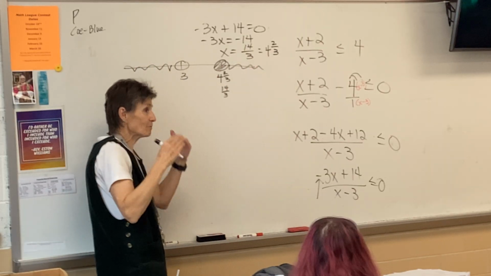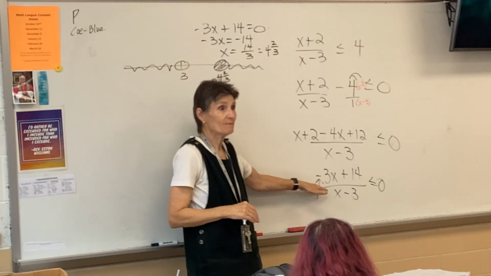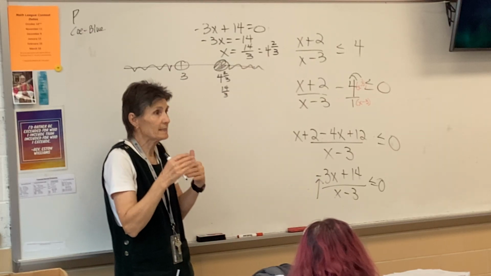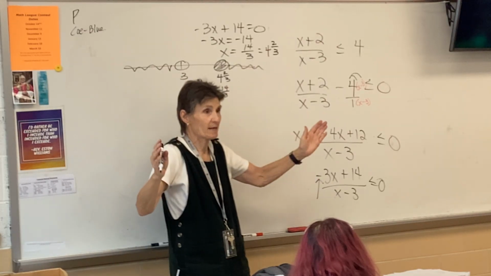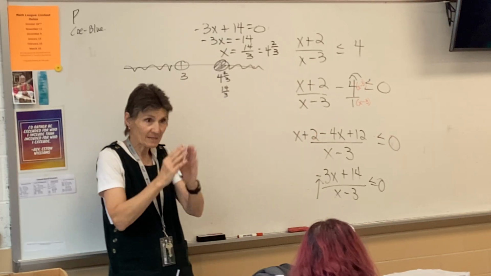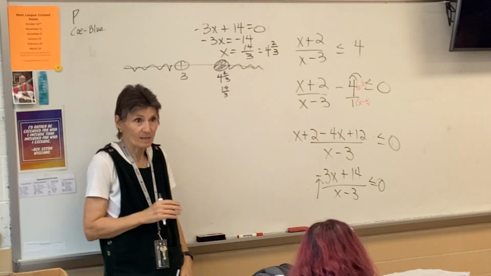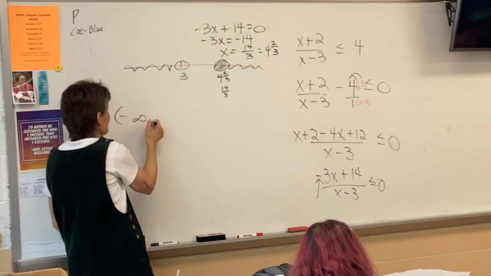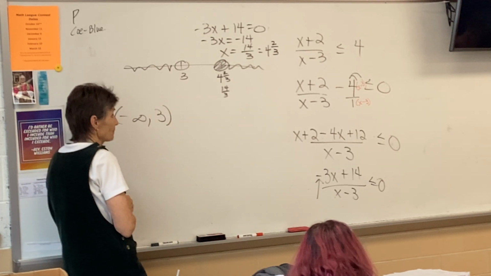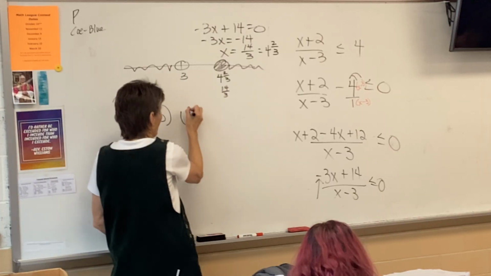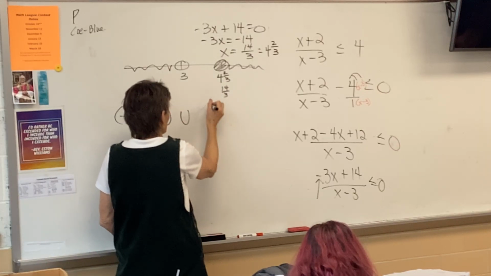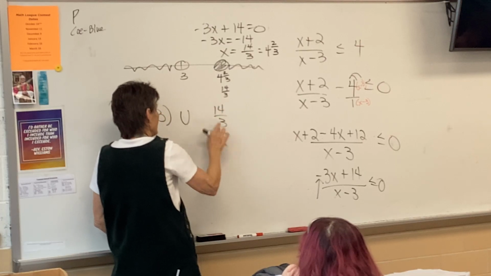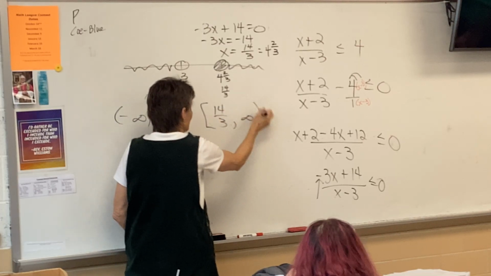So we have talked a lot about when you put the negative in front of something that turns it upside down. This isn't really upside down, but it's like switching it. Instead of inside, it is outside. So my answer is negative infinity to 3, or 14 thirds, oops, that's a bracket, 14 thirds to infinity.